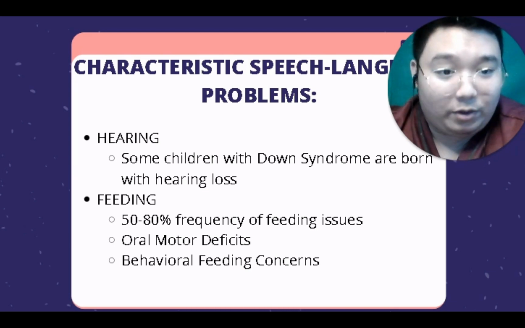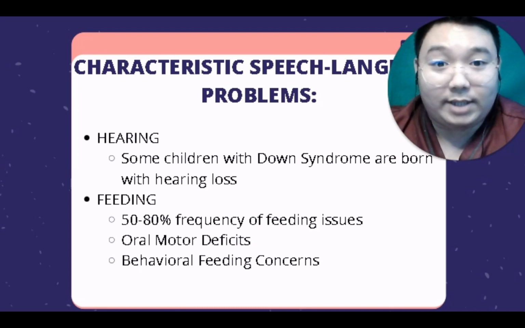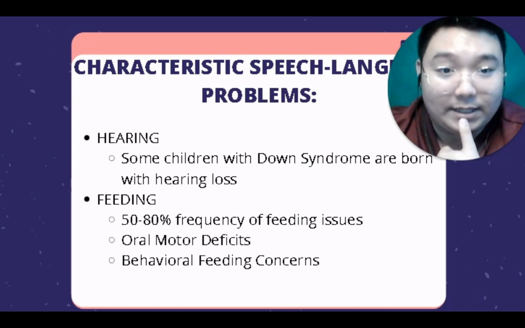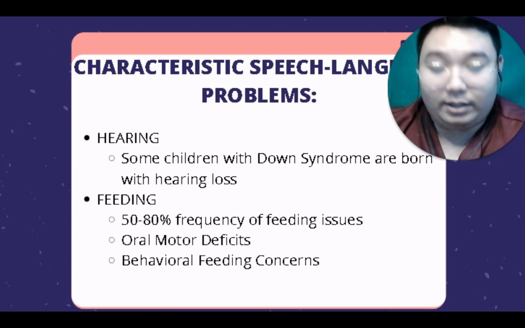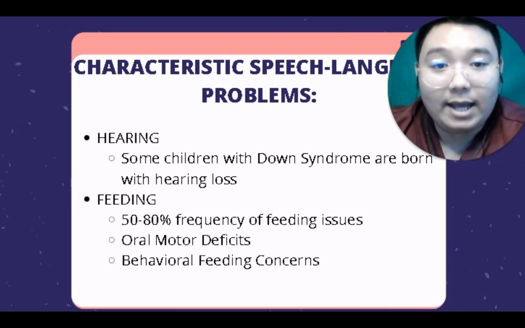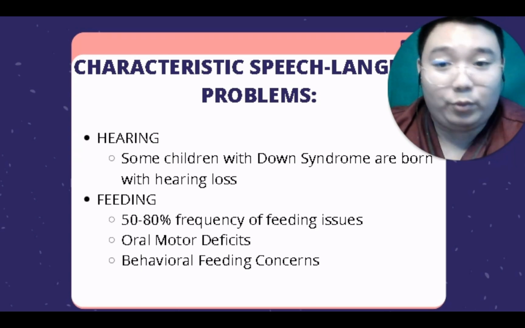The next is oral motor deficits. So here, this includes poor sucking and poor lip closure. So again, why? Due to their low muscle tone. So they have difficulty closing their lips, and they also have difficulty sucking. So this causes uncoordinated swallow, which may lead to choking, gagging, and coughing. So that is why children with Down syndrome have feeding problems.